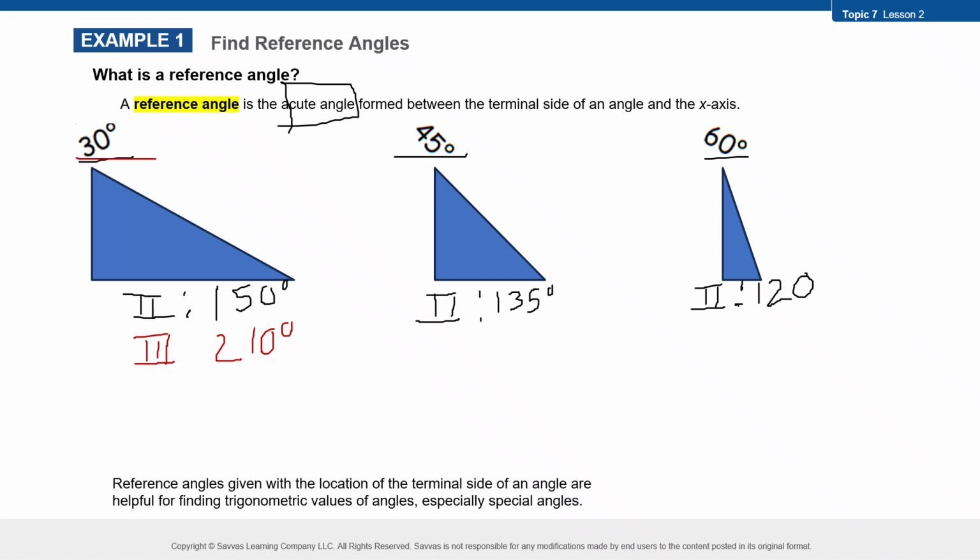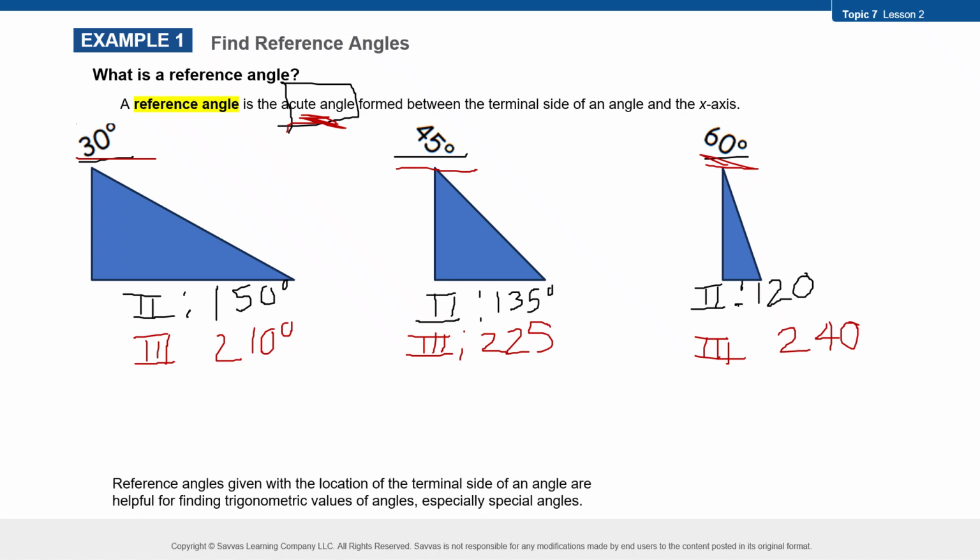But for 45 degrees, there's going to be 225 degrees. And again, you know this because 225 minus 180 is going to give you 45 degrees. And again, acute angles. And then for 60 in quadrant 3, we're going to go for 240. And we're going to do 240 because 240 minus 180 gives you 60 degrees and it's an acute angle. Therefore, it is a reference angle.